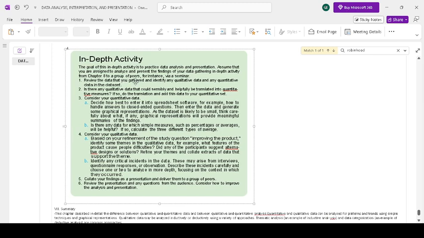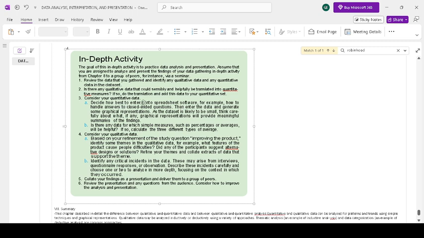The goal of this activity is to practice data analysis and presentation. Assume that you are assigned to analyze and present the findings of your data gathering in-depth activity from Chapter 8 to a group of peers, for instance, via a seminar. Review the data that you gathered and identify any qualitative data and any quantitative data in the dataset. Is there any qualitative data that could sensibly and helpfully be transformed into quantitative measures? If so, do the translation and add this data to your quantitative set.